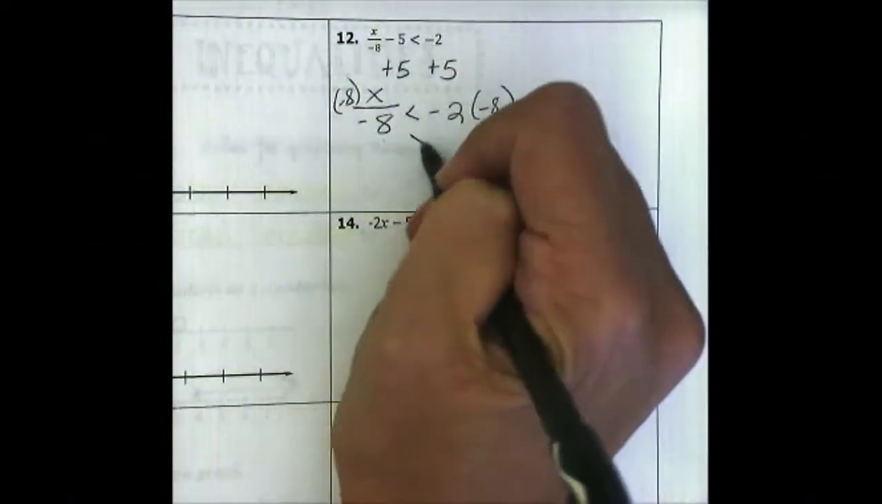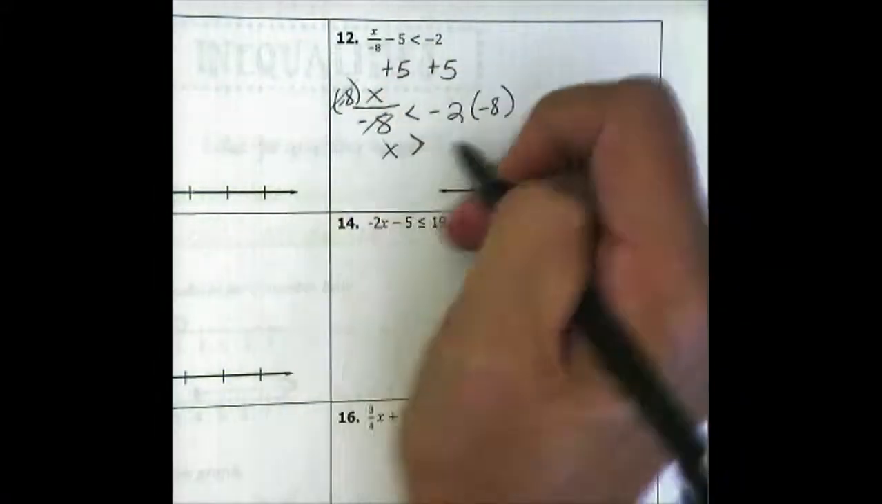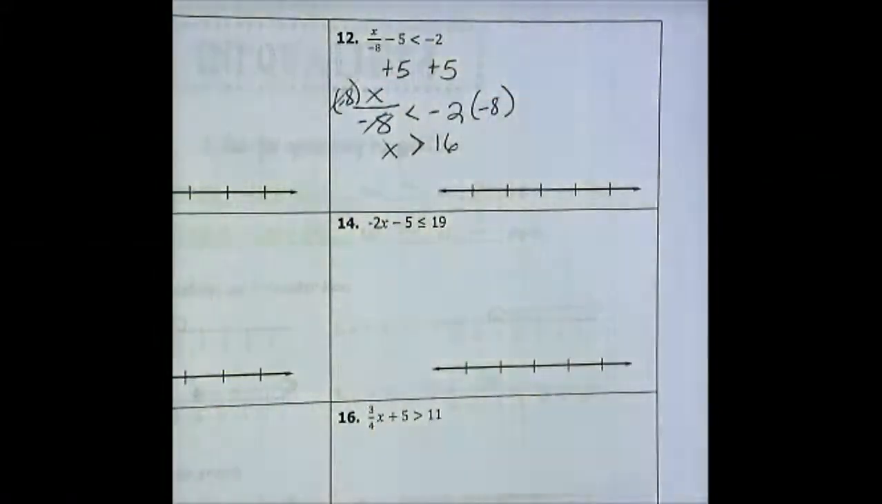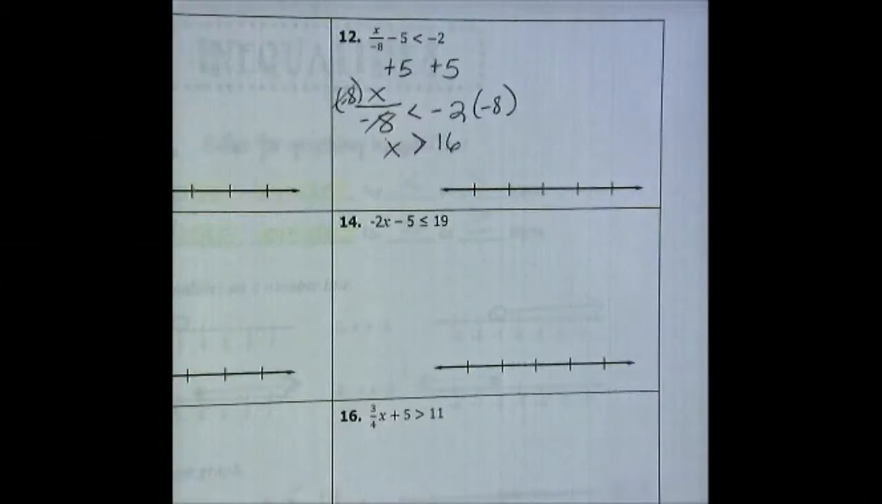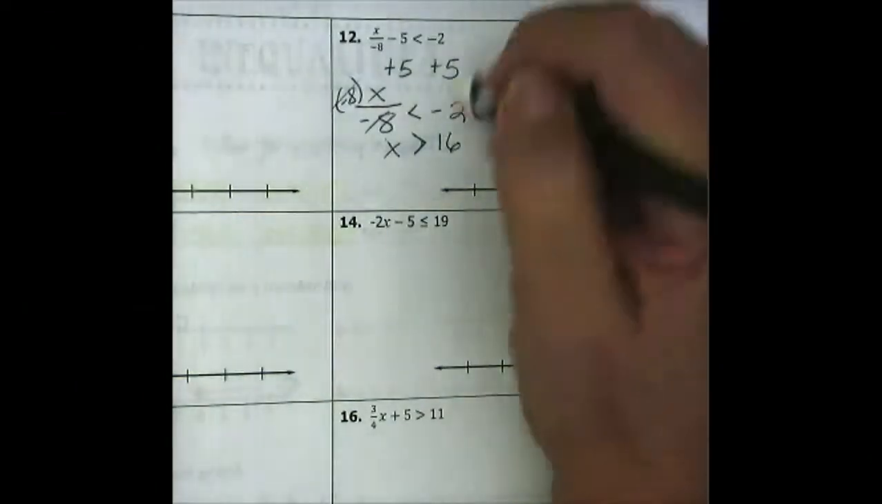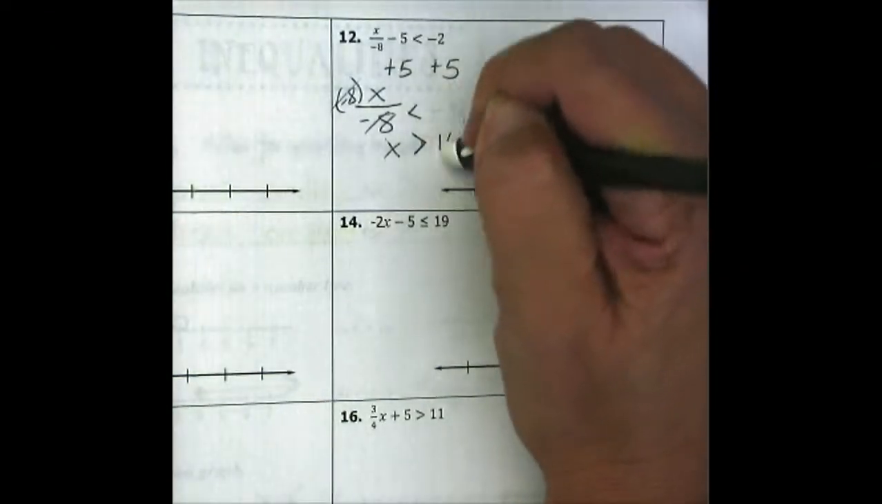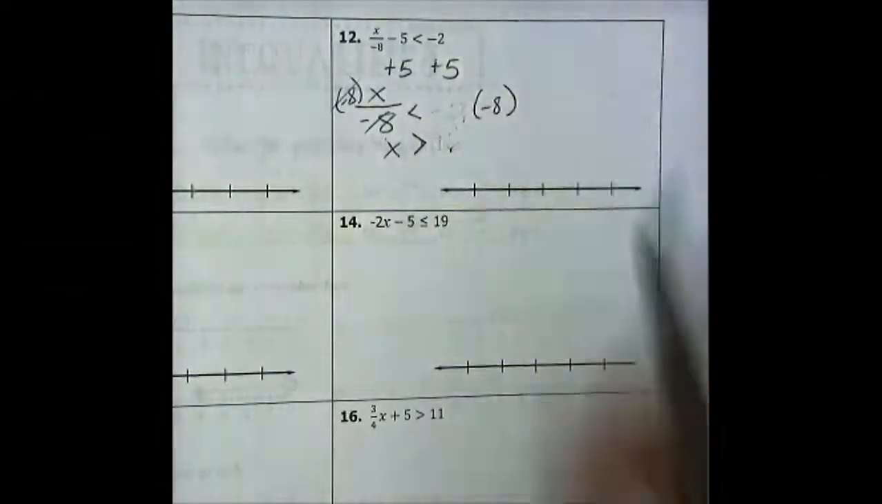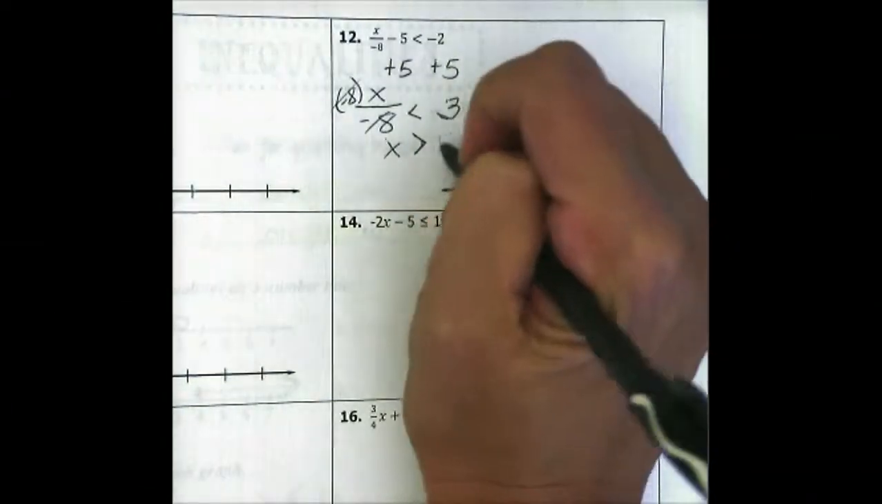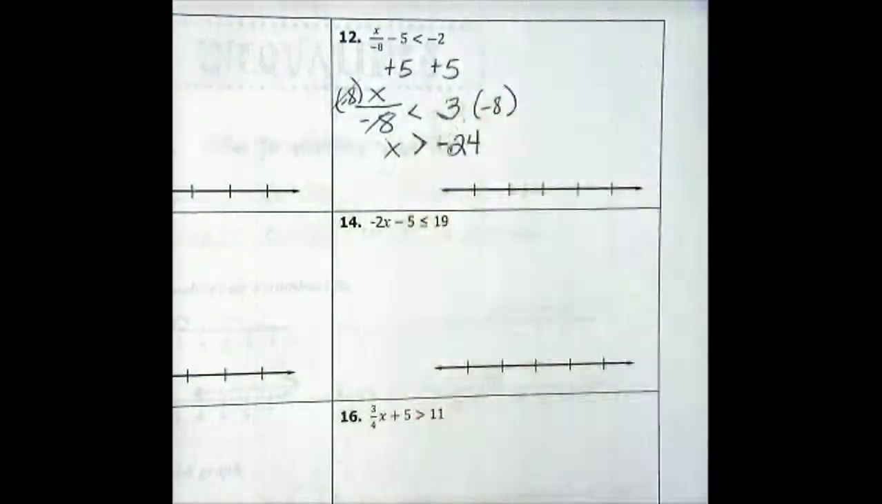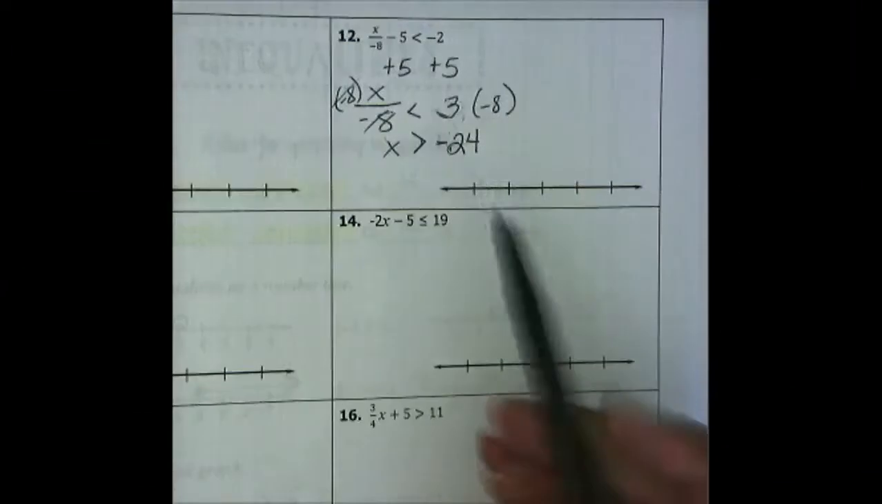Because we multiplied by -8, we have to flip our symbol. These are going to cancel. x is greater than positive 16. Hopefully you caught my error on that, because I can see my error now that I'm looking back. -2 plus 5 is actually 3, so we should have gotten -24. Hopefully you caught that as I was doing that.